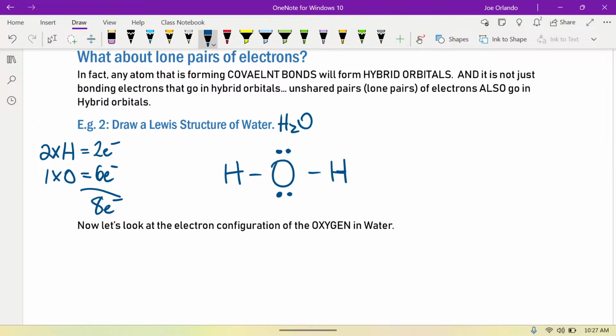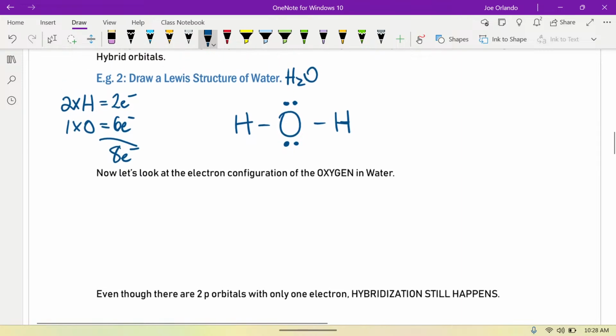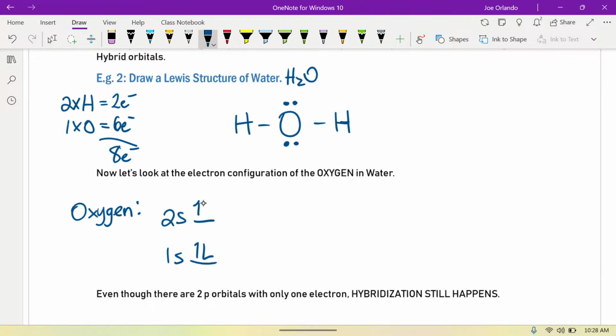So now, let's look at the electron configuration of oxygen. So normally, what's the electron configuration of oxygen? Just normally, not in this case. 1s, how many in 1s? Yeah, very good. And then 2s, 2, and then 2p: 1, 2, 3, right? And 1, 2, 3.